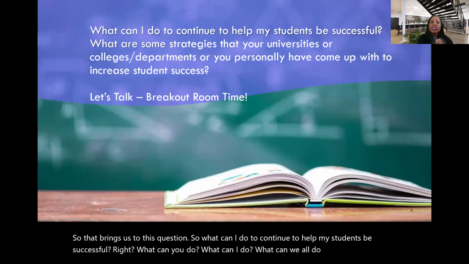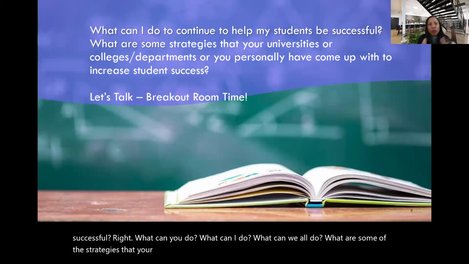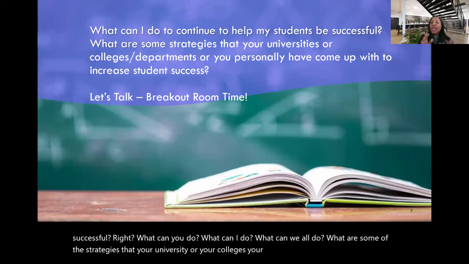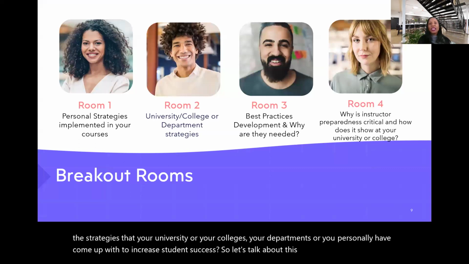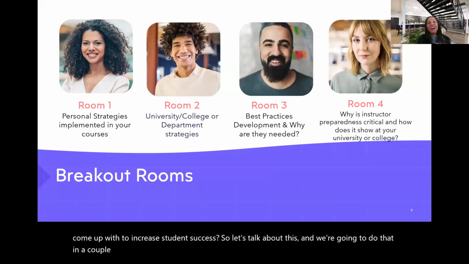What are some of the strategies that your university, your colleges, your departments, or you personally have come up with to increase student success? So, let's talk about this. And we're going to do that in a couple of breakout rooms. There are 4 breakout rooms.